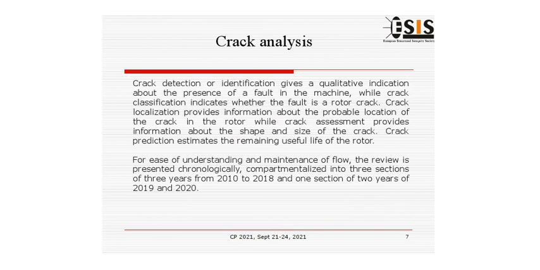Crack detection or identification gives a qualitative indication about presence of some fault in the machine, while crack classification indicates whether that fault is a rotor crack. Crack localization provides information about the location of the crack, while the crack assessment provides information about shape and size of the crack. Crack prediction estimates the remaining useful life of the rotor.